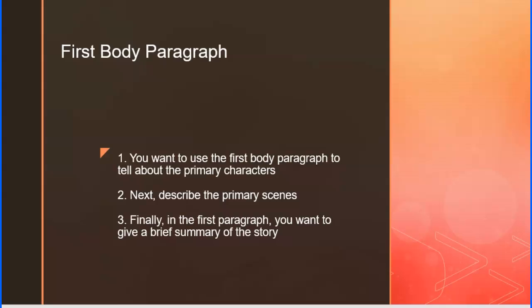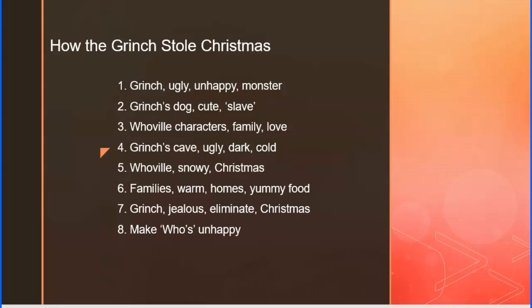And then you go into the second paragraph and you build the plot. So take a look at my outline. I have decided to do How the Grinch Stole Christmas. I figured that was a story that everybody had read. So I start by giving the first half, which is the characters. So I talk about the Grinch, an ugly, unhappy monster. Now you could go further into the description, that with a teeny tiny heart, he's kind of overweight and old. You can do whatever you want with that.